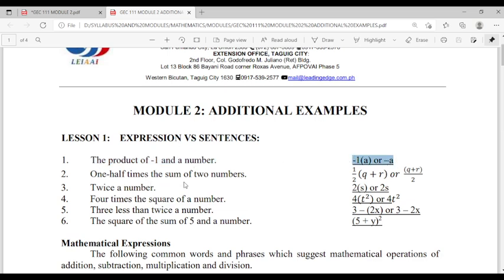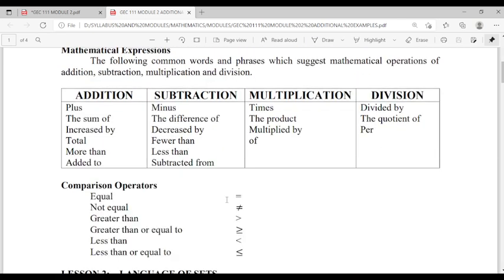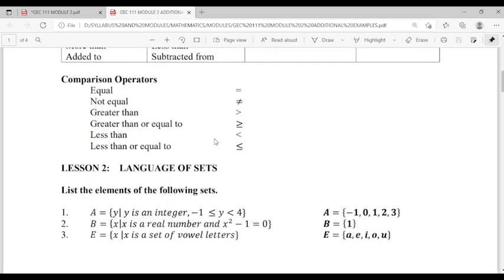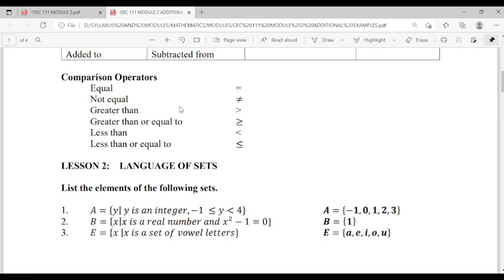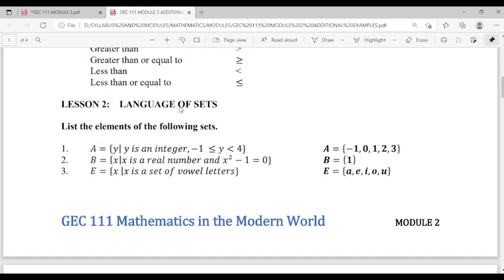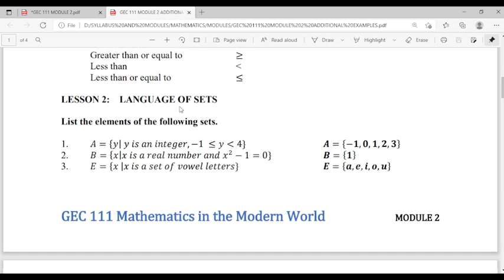The same goes for 1/2 times the sum of two numbers. So 1/2 times Q plus R, or 1/2 X plus Y, or Q plus R over 2. And also twice a number, 4 times the square of the number, and so on. So these are some mathematical expressions we use in a sentence, comparison operators, and we have the list of elements.